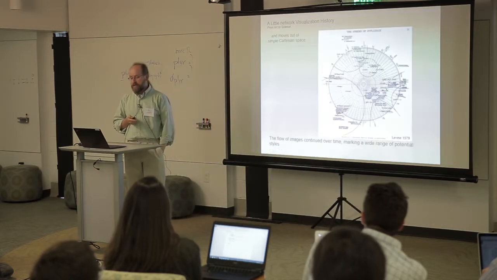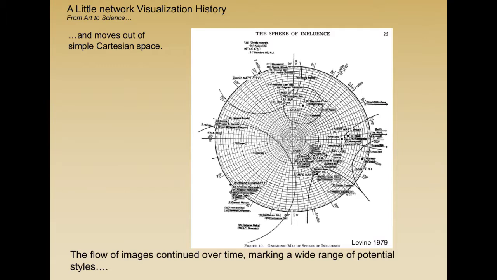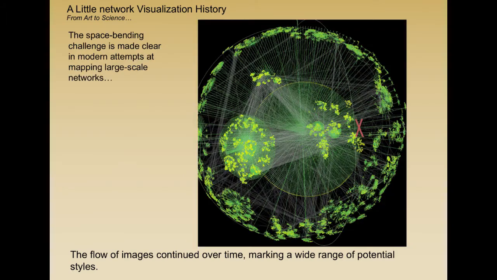People have tried other things, right? So there's a polar coordinate version of this. This is done by Joel Levine in the 70s to look at interactions between organizations. It's actually not a bad graph if you get rid of the really ugly grid underneath it. There's actually more information there than the display shows.